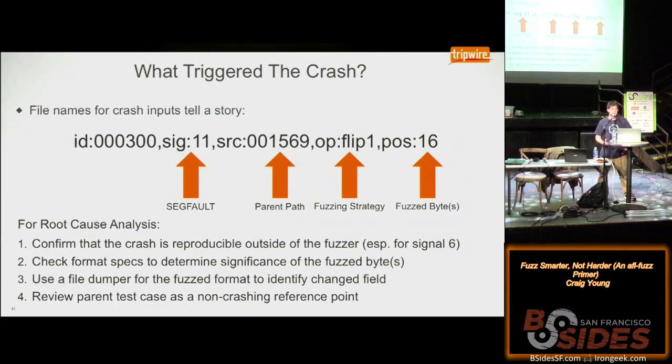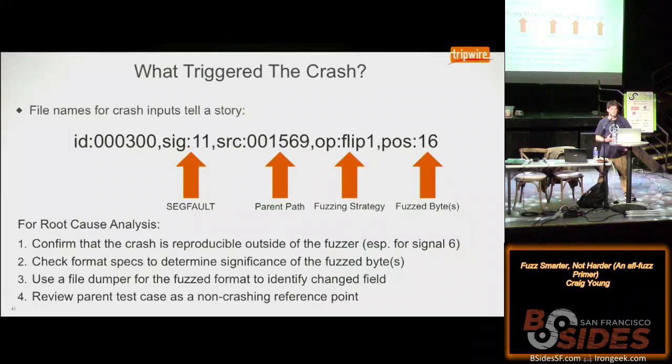Another thing that you can do here is to look at the format specification documents to try and understand what the significance of that byte is that has been fuzzed that led to this crash. Tools like JPEG dump and TIFF dump and anything else that's going to give you detailed output about the structure of a file, assuming they don't crash while you're parsing the file, can oftentimes give you very quick information about what particular attribute of the file or parameter in the file has been changed that led to the crash.